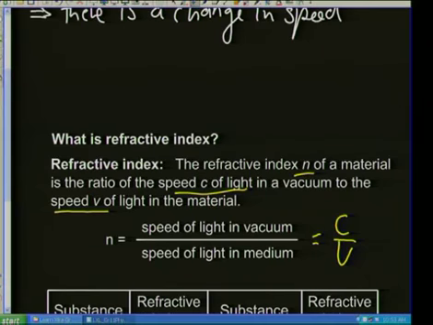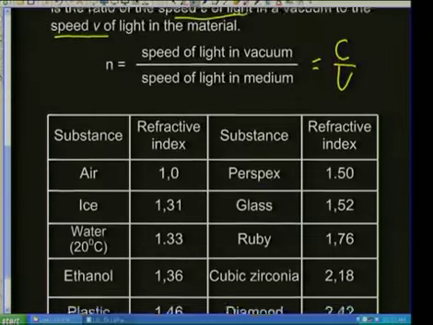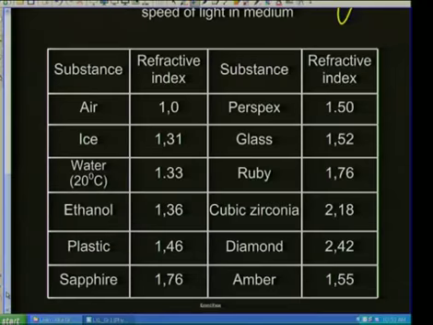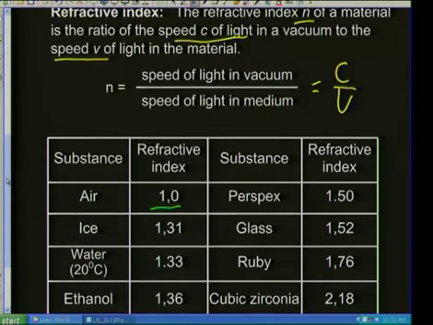So let's look at some common refractive indices. And what you'll recognize is, as I mentioned, that something like air has a refractive index of 1. So what does that mean? It means the speed of light in air and the speed of light in the vacuum are the same. This number divided by that number gives a ratio of 1. So that means that in air, the speed of light is very close. We've rounded it off, but it's very close to being the same as the speed of light in a vacuum. So be aware of that.